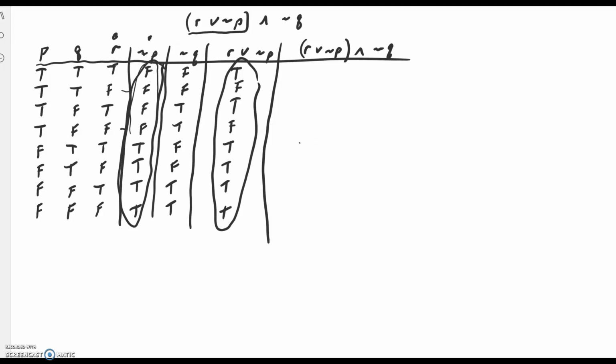I apologize, I circled the wrong one. In our compound statement, we have these, but we also have not Q, and that's these. So we should be looking at these two and putting in true and false values there. An and can only be true if both parts are true. And so we have a true, and a true, and the rest of these are false.